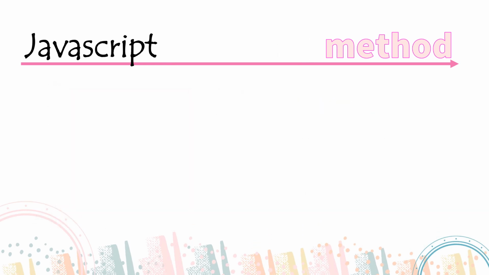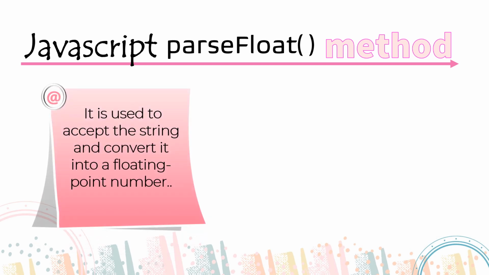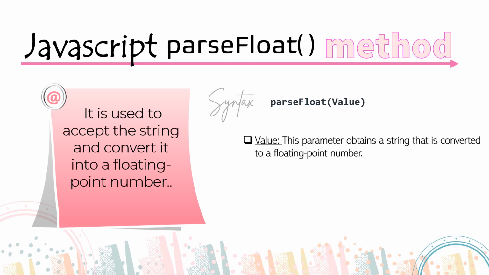And then, what is the parseFloat method in JavaScript? The JavaScript parseFloat method is used to accept a string and convert it into a floating point number. If the string does not contain a numeral value, or if the first character of the string is not a number, then it returns NaN. Here is the syntax of the parseFloat method. It has only one parameter, value.